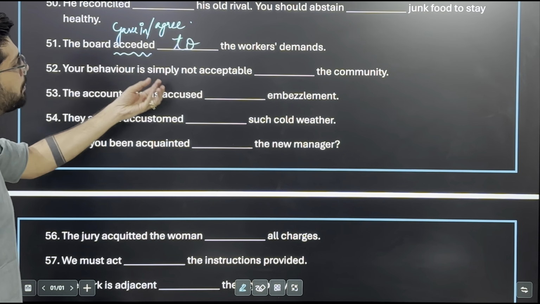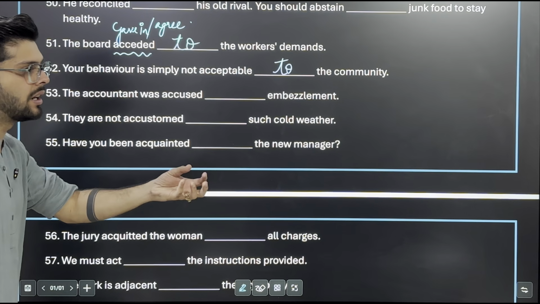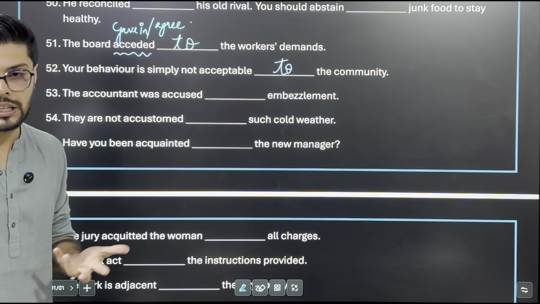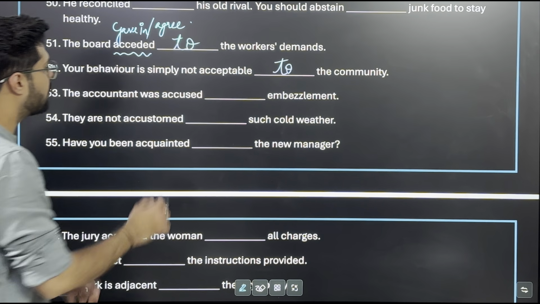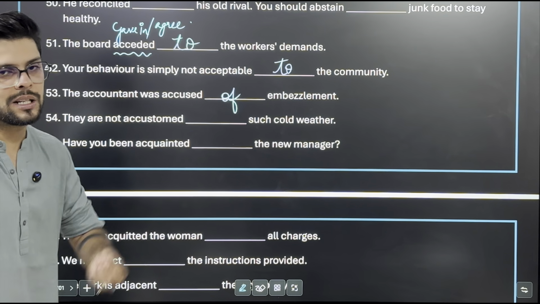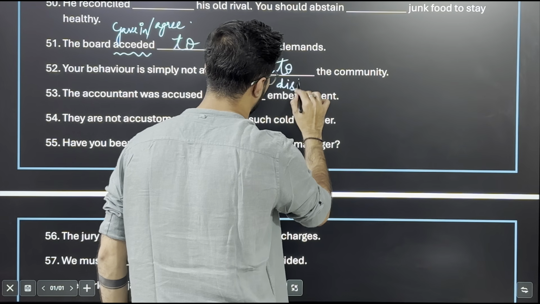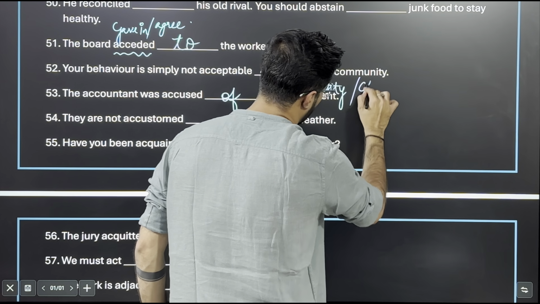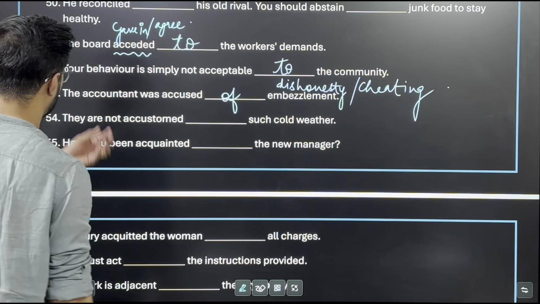Your behavior is simply not acceptable to the community, so it is unacceptable. हम लोग इस टाइप का behavior को सह नहीं सकते हैं. We cannot buy this the way you're behaving. The accountant was accused, लांछन लगाया गया था, of embezzlement. Embezzlement means dishonesty. ठीक है, or cheating, that is embezzlement. ठीक है, so accused of.